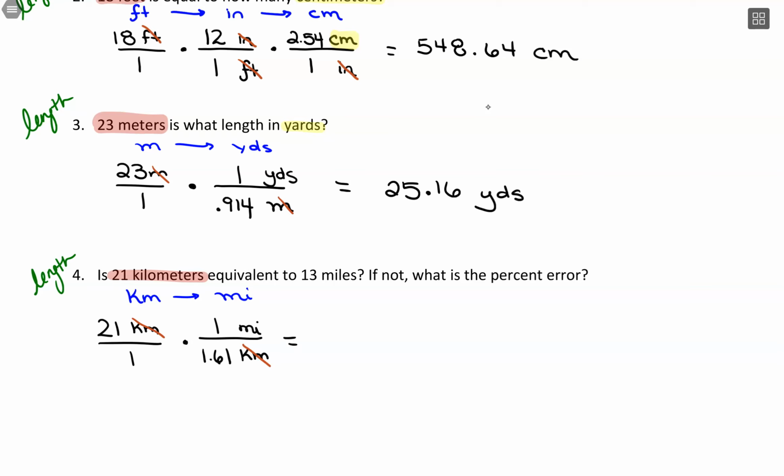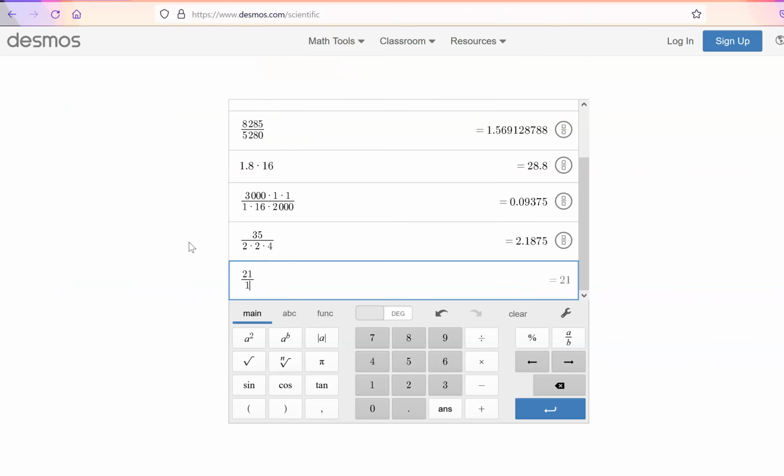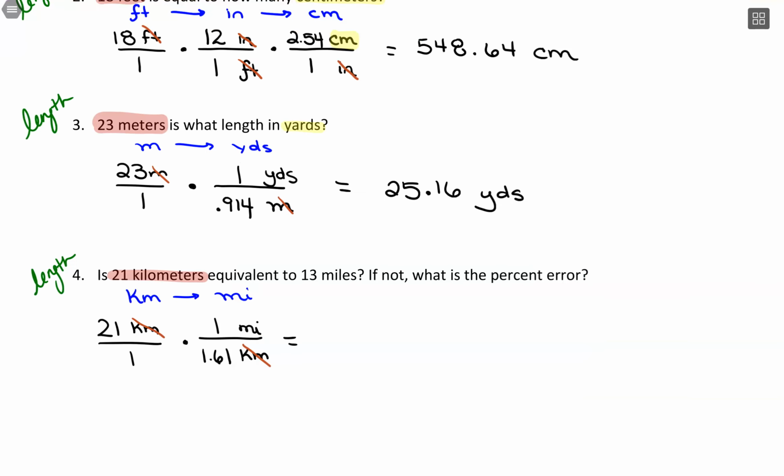Now mathematically, I want to take 21 divided by 1.61. And that's a 13.04. I'm going to go ahead to 4 decimal places here just to get some extra accuracy. So 13.0435 miles. Did I change? Sorry, 13. That would have been way off then.